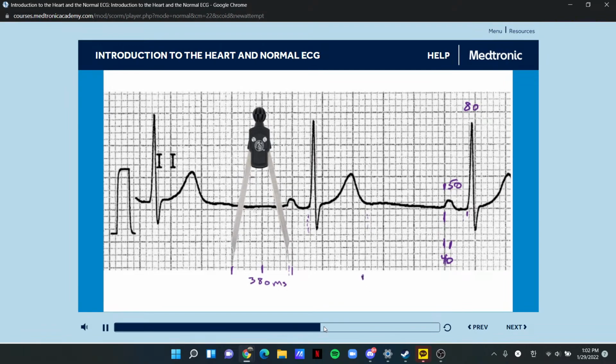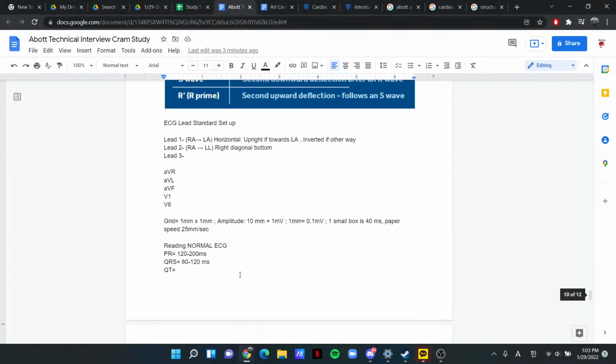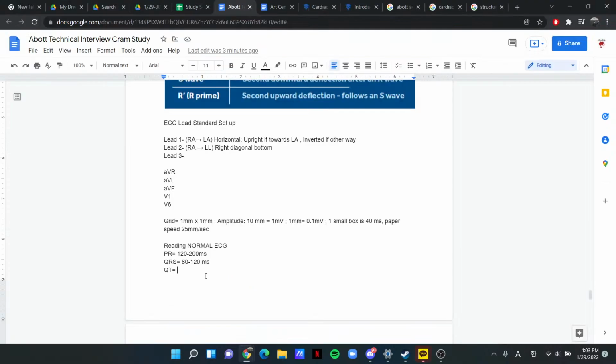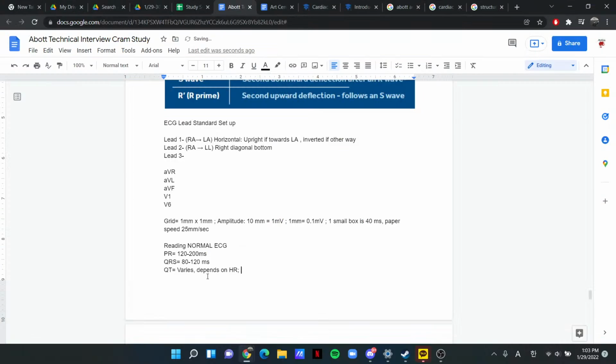Now we mentioned that the normal PR is between 120 and 200 milliseconds in duration, and the normal QRS is around 60 or 80 to 120 milliseconds in duration. But what's the normal QT interval? Well, it turns out that that varies, and it really depends on the heart rate. At faster heart rates, the QT interval tends to be shorter, and at slow heart rates, the QT gets longer. And that really has a lot to do with the duration of the action potential of those cardiac muscle cells. And the heart is able to repolarize faster at faster rates.